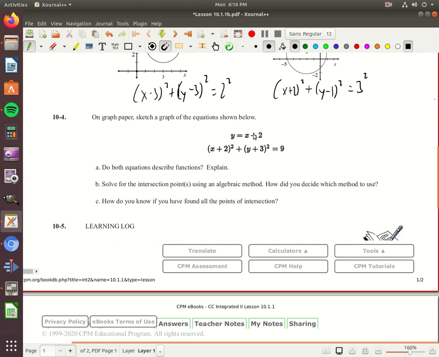I already have y by itself, so I'm just going to substitute. So I have (x plus 2) squared plus, well, y is the same as x plus 2, so I'll change that y to x plus 2, plus the 3, squared, equals 9. When I solve this, think of an area model, x plus 2 times x plus 2. This is going to turn into x squared plus 4x plus 4. Likewise, this is simply (x plus 5) squared.